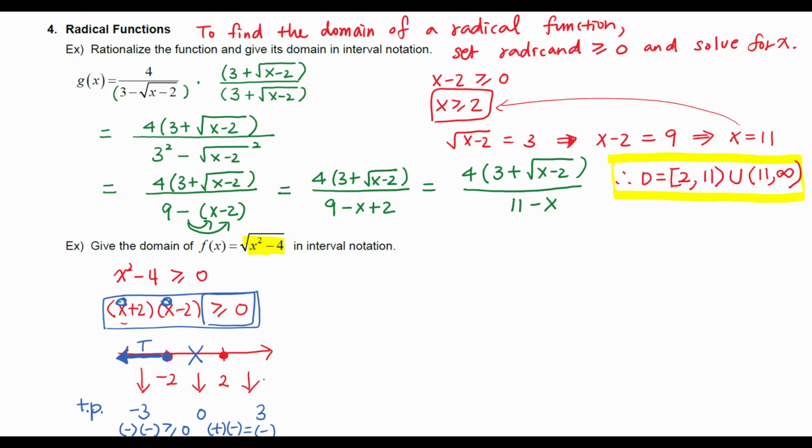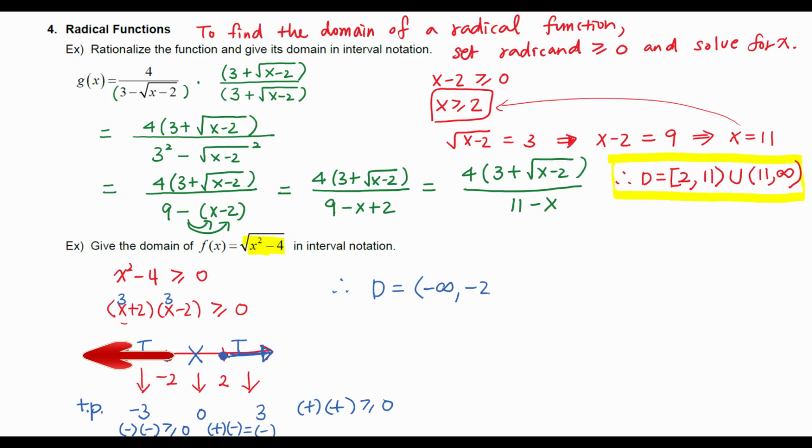If I plug x equals 3 in, then it's a positive number times a positive number, which is greater than or equal to 0. So all x greater than or equal to 2 is also a solution of this inequality. Therefore, the domain of this radical function is negative infinity to negative 2 included, which means bracket, union, bracket positive 2 to positive infinity.